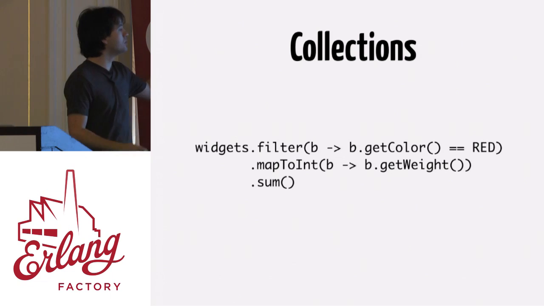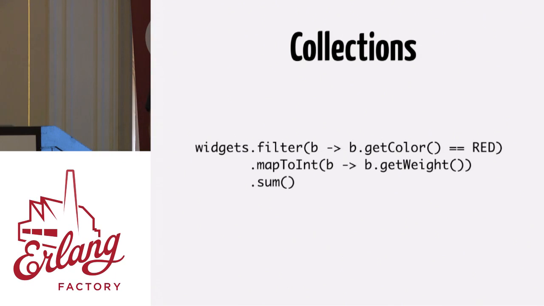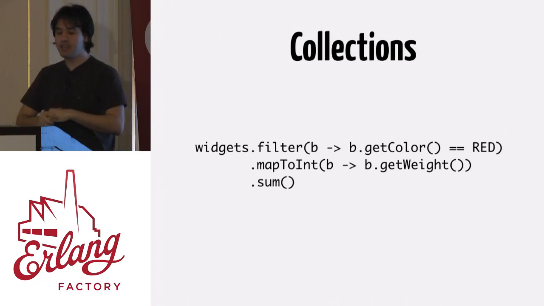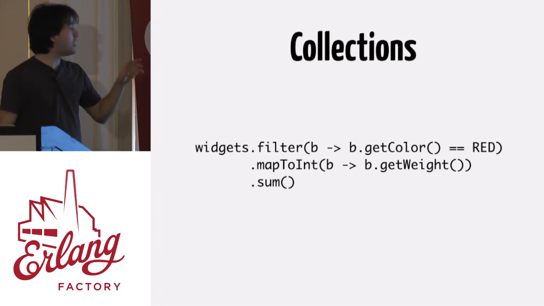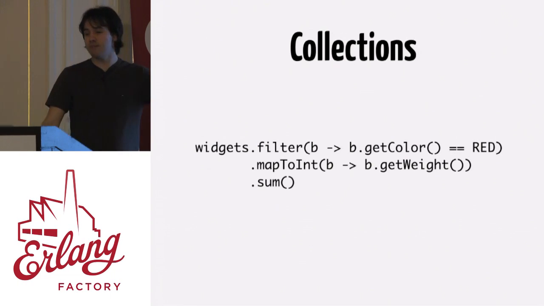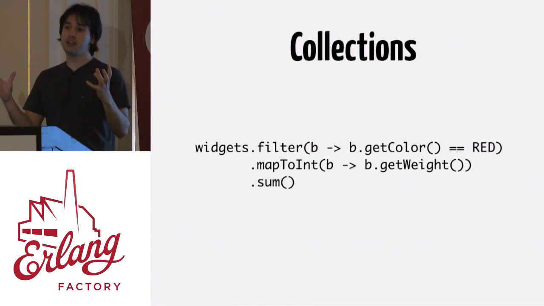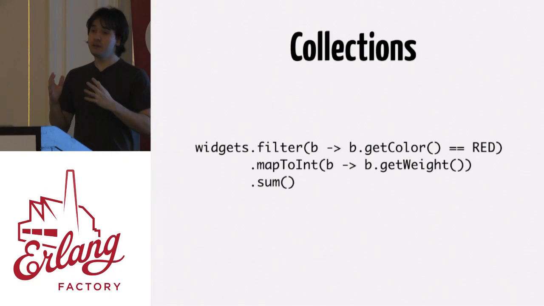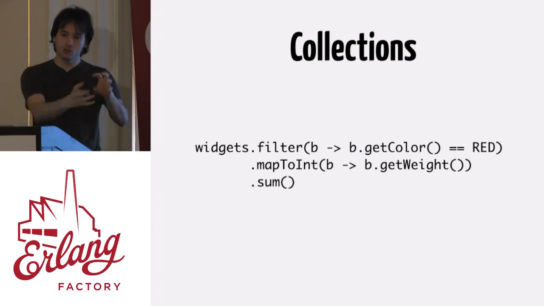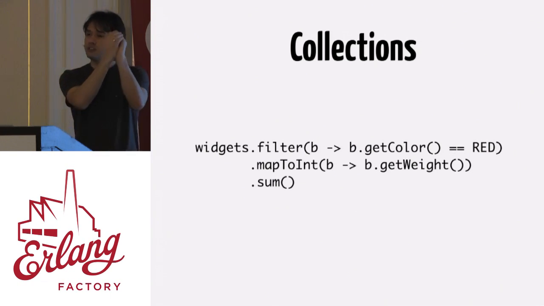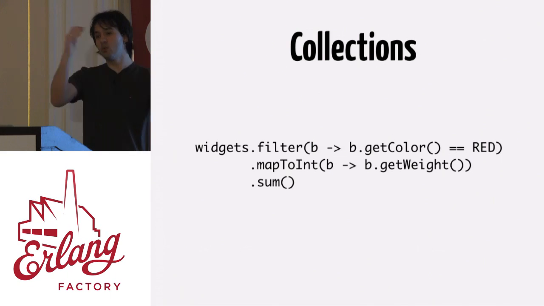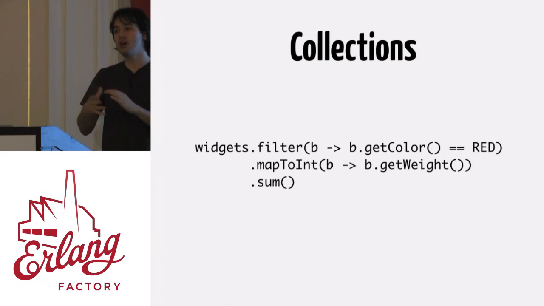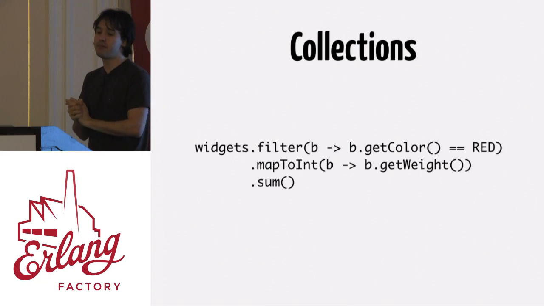And in this code, it doesn't really matter if widgets is a list or a set or an array. You can use those functions, filter, map, sum, and whatnot, with anything that behaves like a collection. And this is really important because you need to learn just one set of APIs, just one set of functions that is going to work with everything, and you don't need to learn a bunch of different APIs specific to every data type.